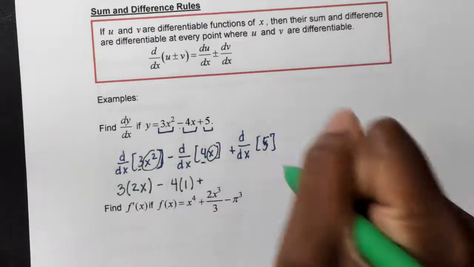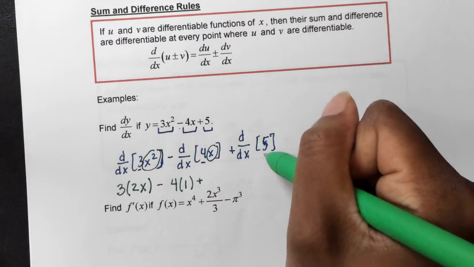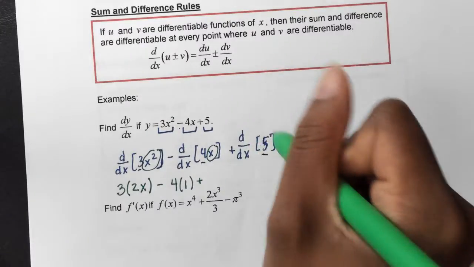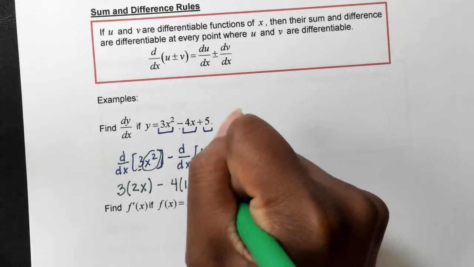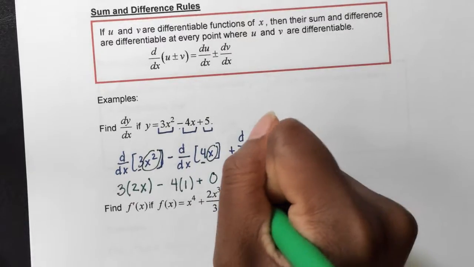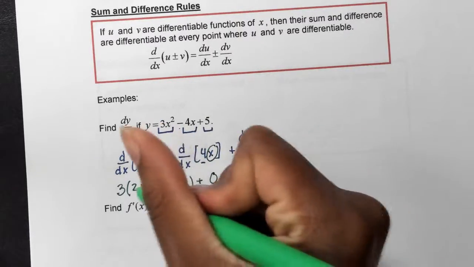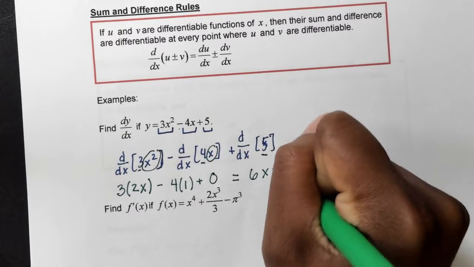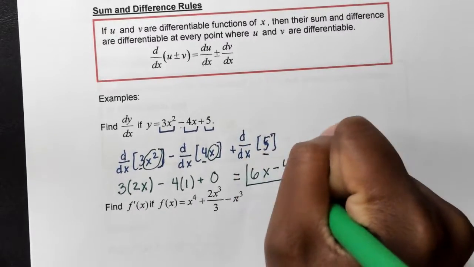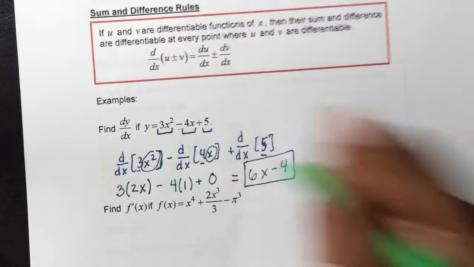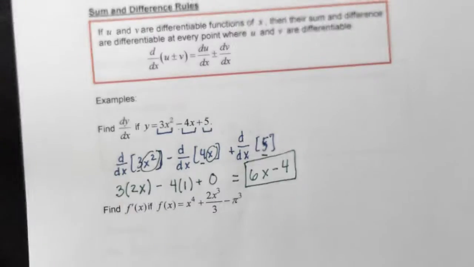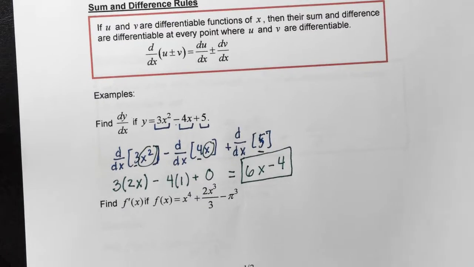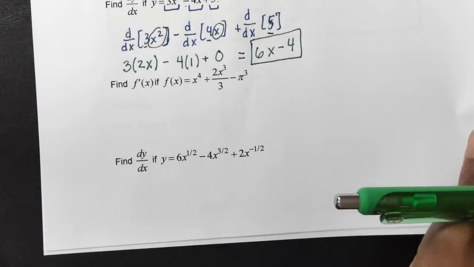And then this last piece, the derivative of 5. 5 is a constant, so back to our first page, the derivative of a constant is just 0. So with that, we know that we have 6x minus 4 is the derivative of y. Let me simplify. We're going to use that same process on these next examples.